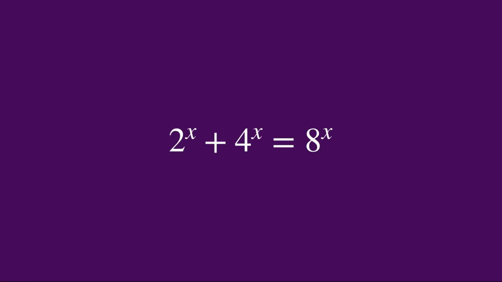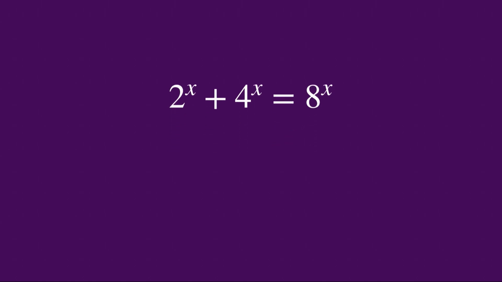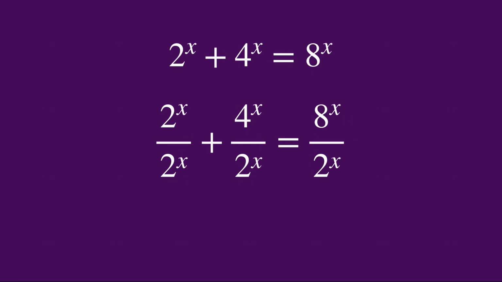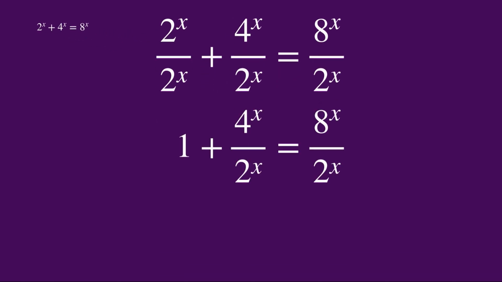Solve 2 to the power x plus 4 to the power x equals 8 to the power x. So here, first we will divide each term by 2 to the power x, since 2 to the power x is greater than 0. As you can see, 2 to the power x over 2 to the power x simplifies to 1.